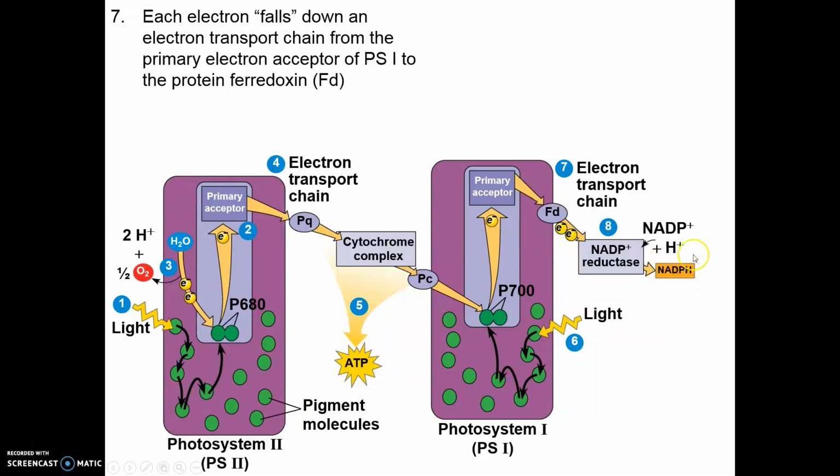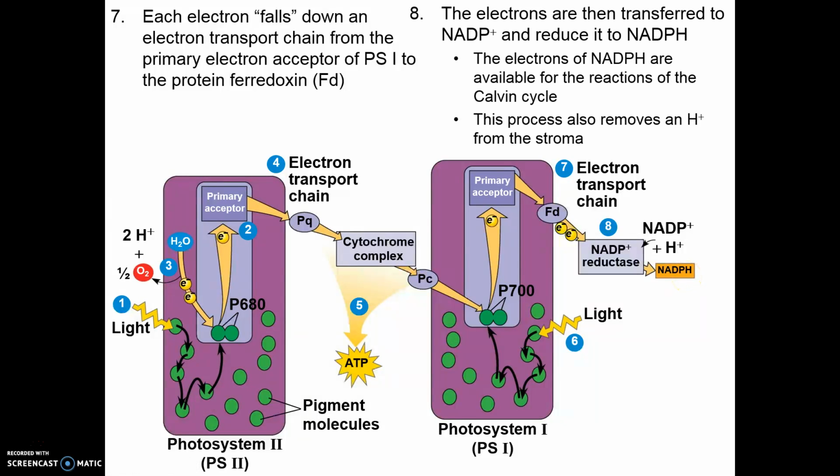We, as humans, use NADPH as well. So this isn't exclusive to plants. The light system is exclusive to the plants. All right, so here at the end of the cycle, we are essentially left with two things. We've generated ATP, and we've also generated NADPH.